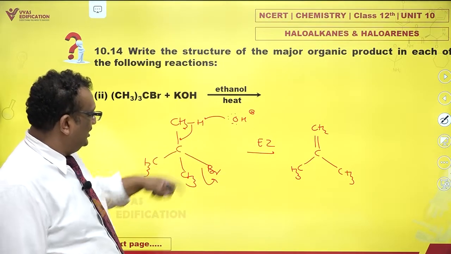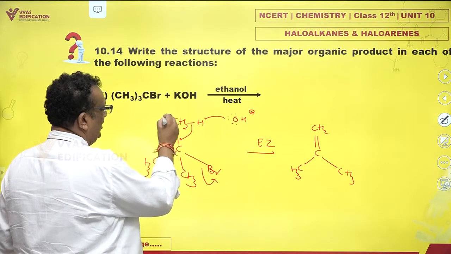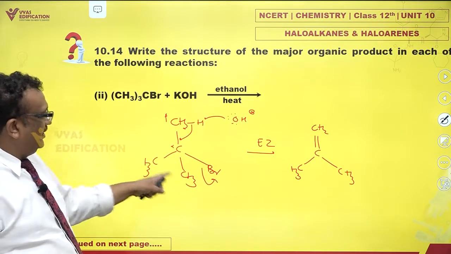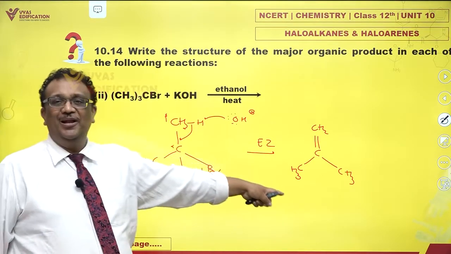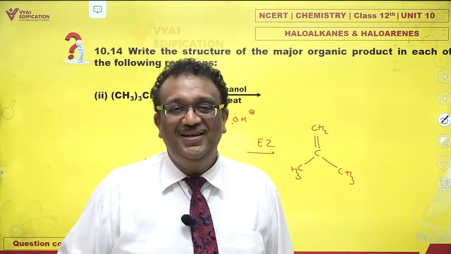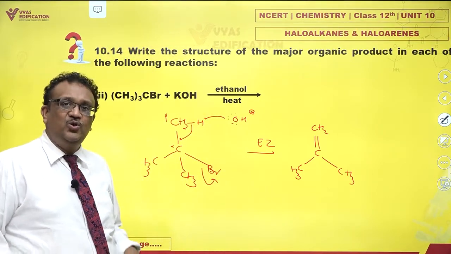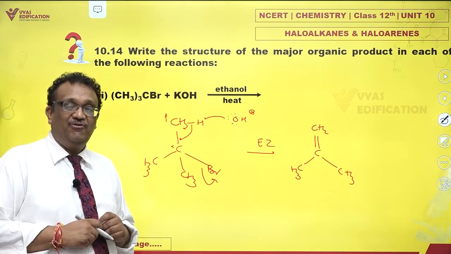Halogen and hydrogen. As you can see, this is the alpha carbon, and these are beta carbons. All these three are beta, they are identical. You remove H plus from anywhere, you get an alkene like this. So isobutylene is the major product in this case, and although it has not been asked, the mechanism would be E2 in case you find it relevant.